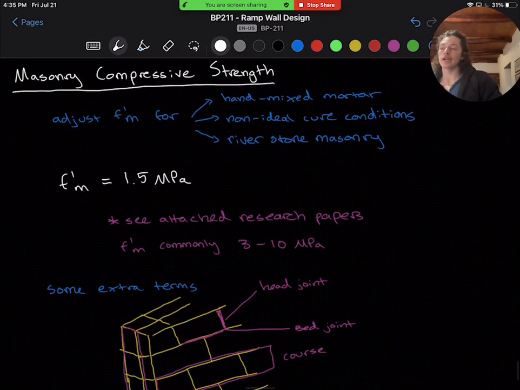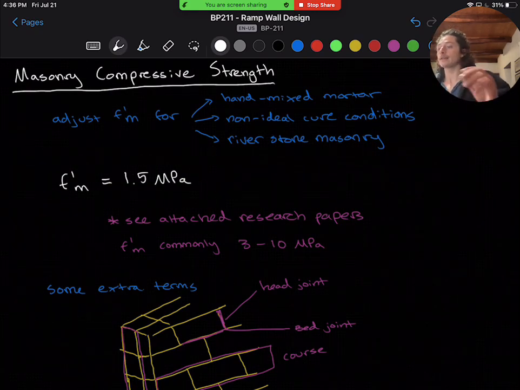This concludes our checks using ACI 530-13. But at this point, you've learned how important the F'(m), or the masonry compressive strength value, is to the design process. Because we aren't using a common brick or CMU masonry for the ramp walls, we'll use some exterior research to adjust our F'(m) accordingly. Remember, this can be up to 10 megapascals normally, but we are going to start with a conservative value of 1.5 megapascals.